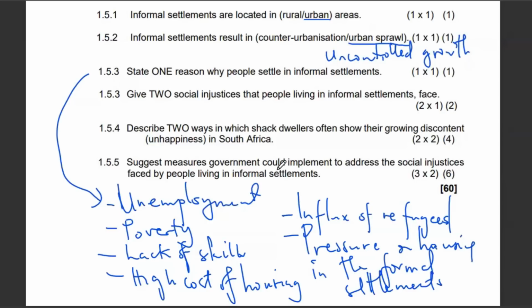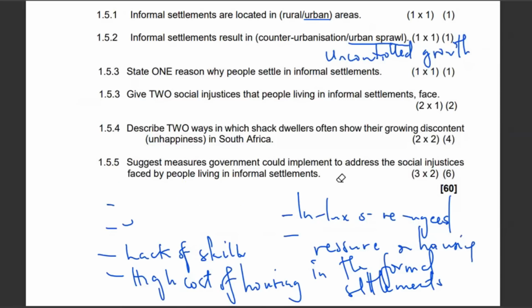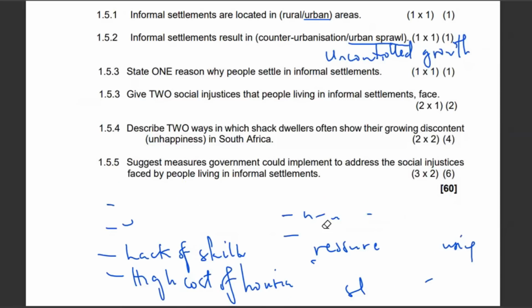All right, that takes us to question number 1.5.3. Unfortunately, there is a repetition here. This must be 1.5.4, but we'll take it as it is. Right, the next one, 1.5.3, we are going to answer it. Give two social injustices that people living in informal settlements face.